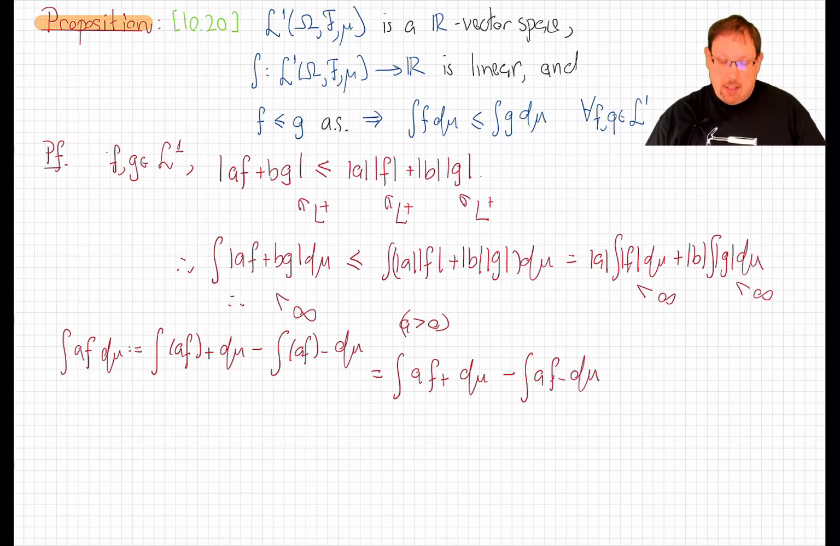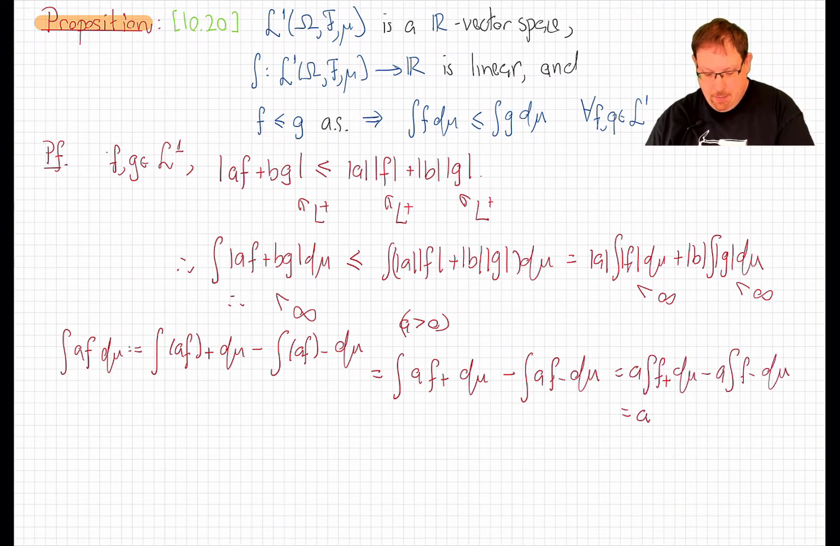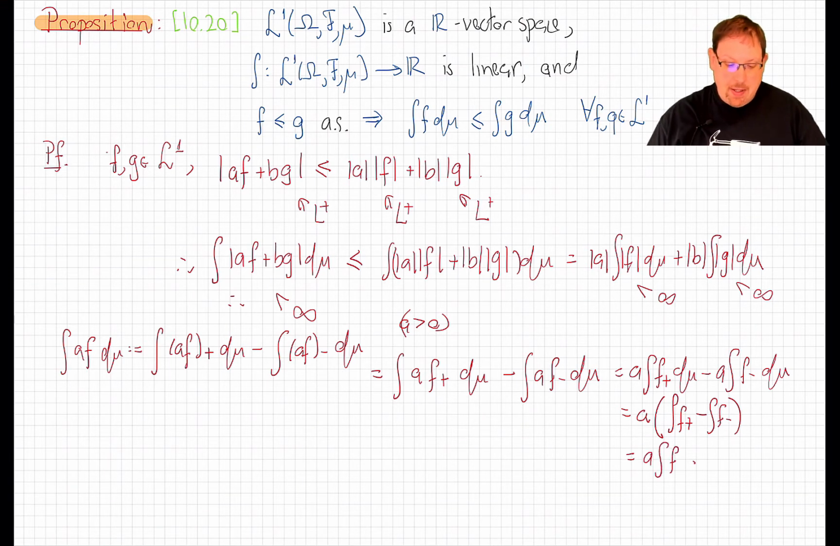And now we use the linearity of the integral of non-negative functions to pull the a out in both cases and recombine, noting that the integral of f plus minus the integral of f minus is our new definition of the integral of f, and so we're done. In the case where a is negative, we get a switcheroo. The positive part of af is the negative of a times the negative part of f, and similarly for f minus. I won't write out the details, but leave it to you.